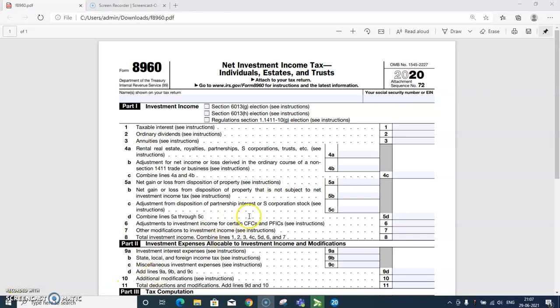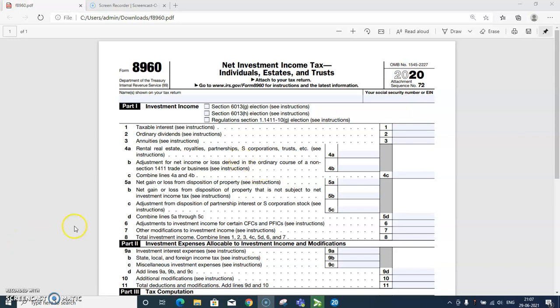Hello everyone. Today we are going to discuss Form 8960, Net Investment Income Tax, for Individuals, Estates, and Trusts. Generally, Form 8960 is the IRS form used to calculate your total net investment income (NII) and determine how much of it may be subject to the 3.8% Medicare contribution tax.